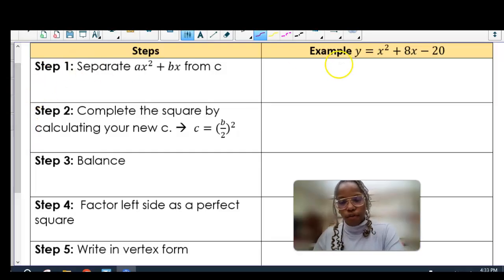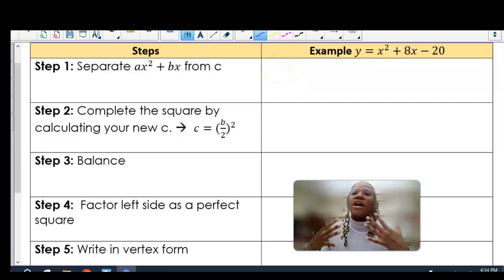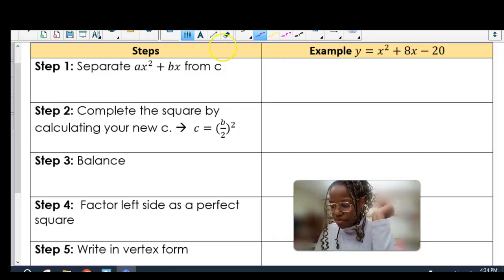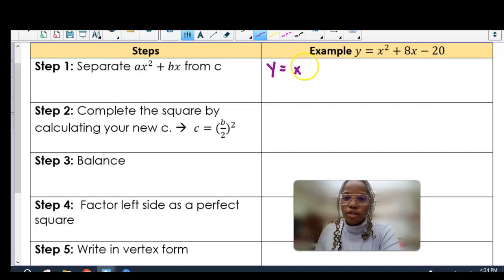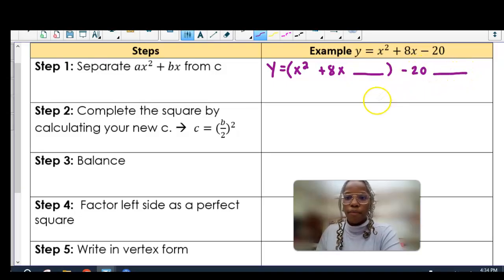If I want to convert from standard form to vertex form, step 1 says separate your ax squared plus bx term from your c. Because remember, just like last time, we have to find a new c. So I rewrite this as y equals x squared plus 8x, and you can put a space right there, then minus 20, and I'm going to add another space there. So again, we separate these two terms from that original c value.